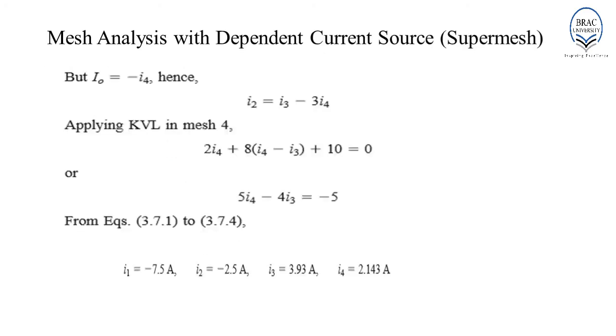On solving those 4 equations, you will be able to determine I1, which will be minus 7.5 ampere, I2, which will be equal to minus 2.5 ampere, I3, which will be equal to 3.93 ampere, and I4, which is going to be 2.143 ampere.